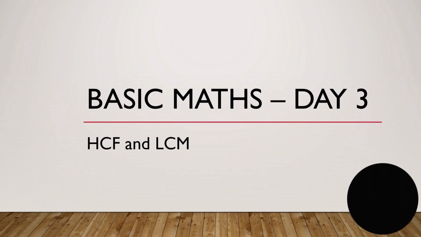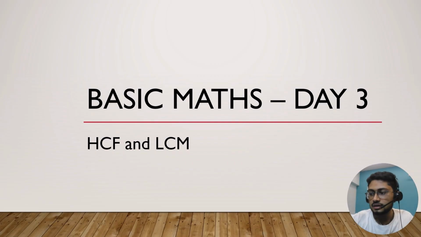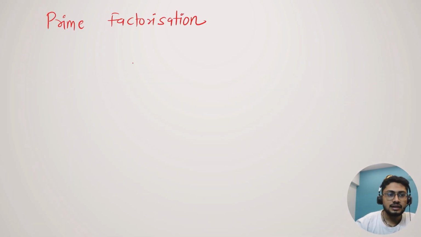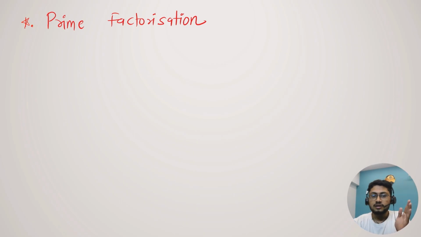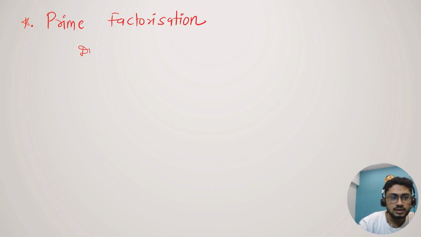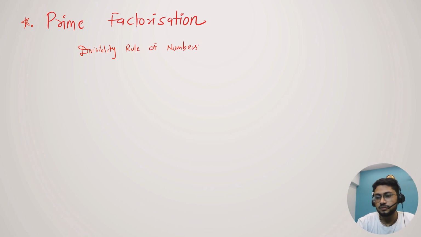But before HCF and LCM you need to understand prime factorization. HCF and LCM you can find with prime factorization. Now what do you mean by prime factorization? You need to learn all the divisibility rules, the divisibility rule of 2, 3, 4, 5, 6, 7, 8, 9, 10, and after learning the divisibility rules you can answer any question in the prime factorization method.